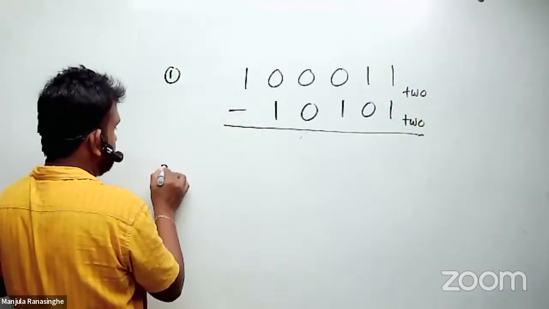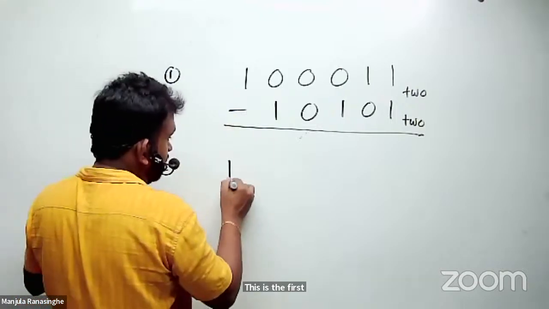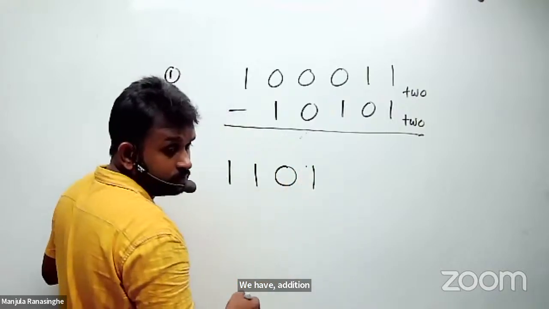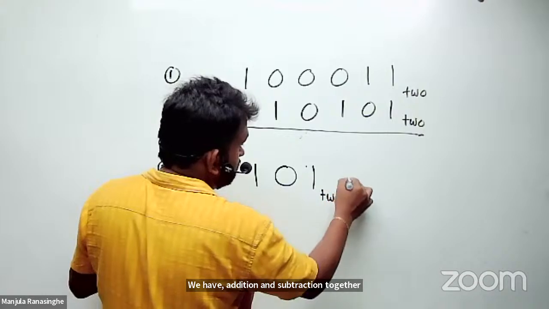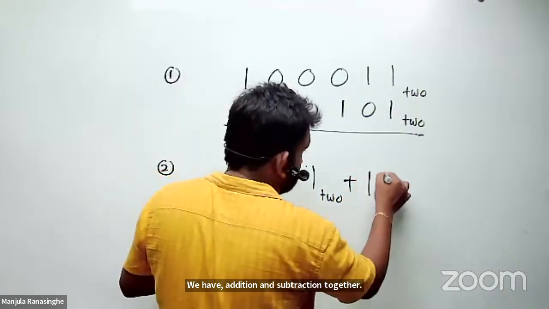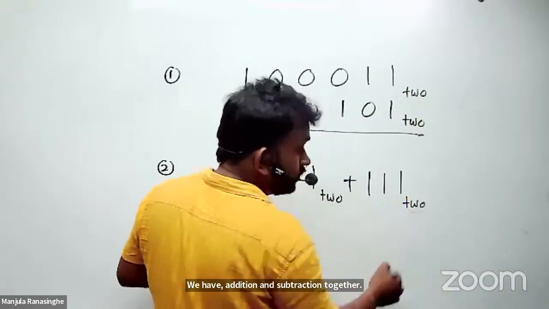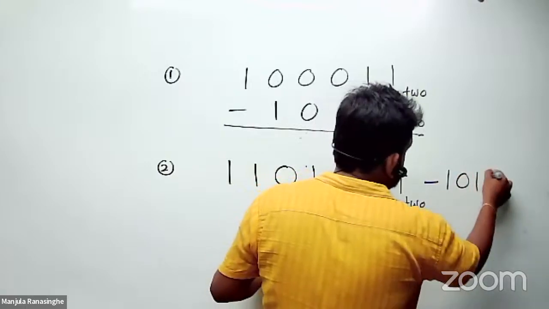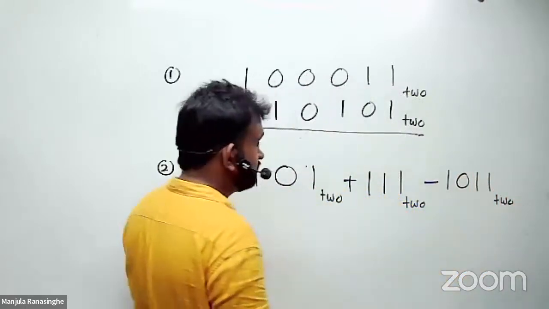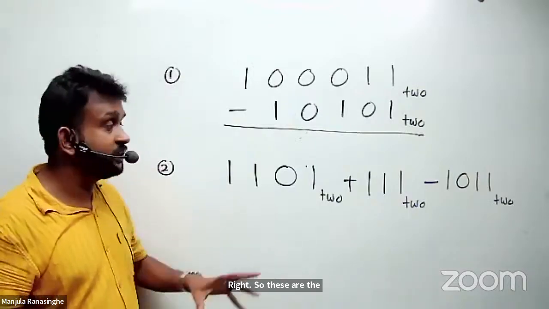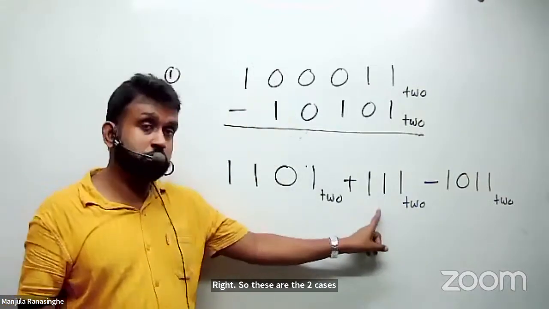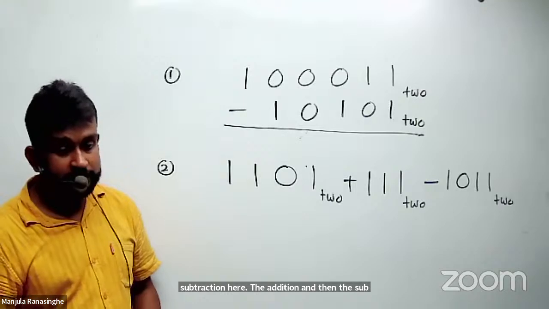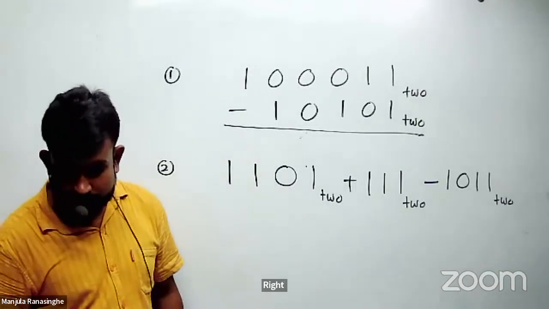This is the first question. Second question, we have addition and subtraction together. Right. So these are the two questions. Here we have to do the subtraction, here the addition, and then the subtraction of binary. Right. Try for these two. Then I will start the discussion.